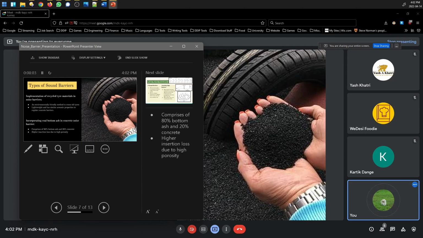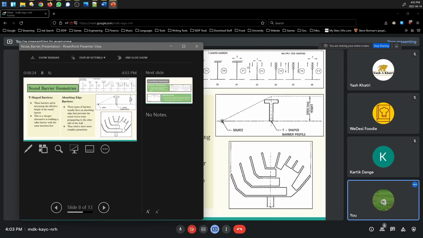Now, the recycled tires are not a very common way of building noise barriers, but studies say that they hope to increase the amount of population that uses these reusable materials.